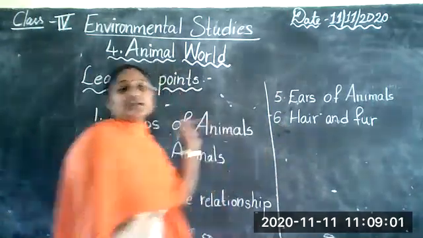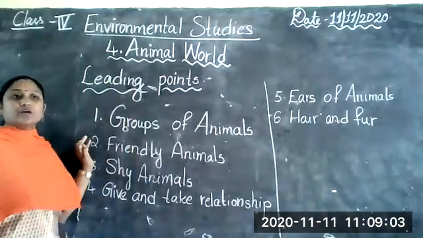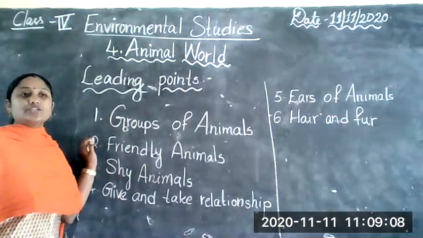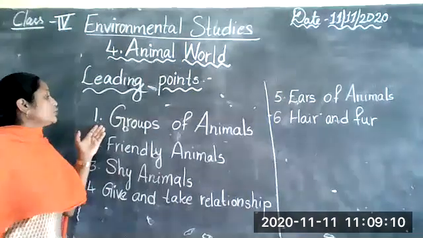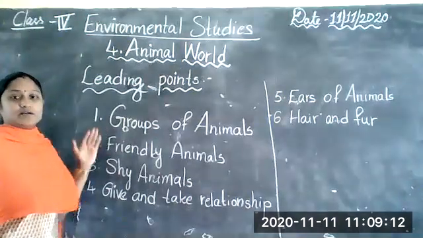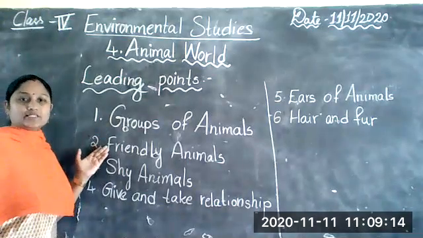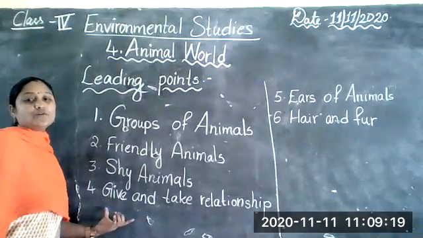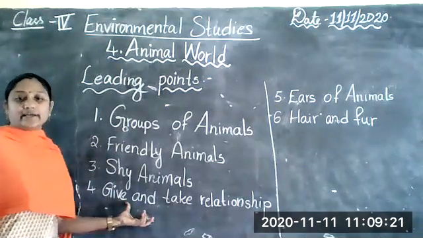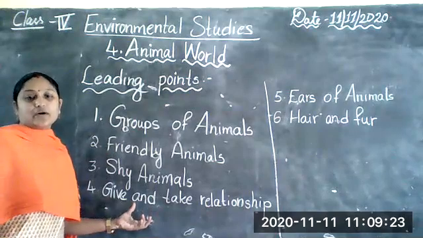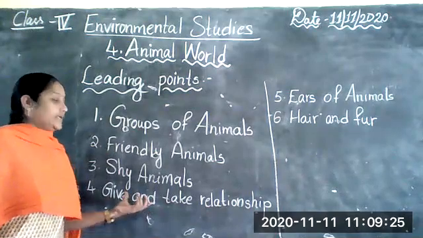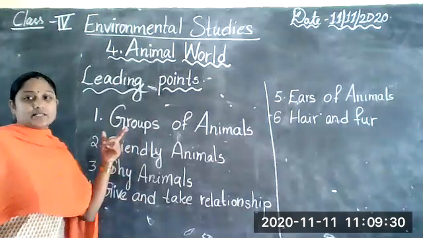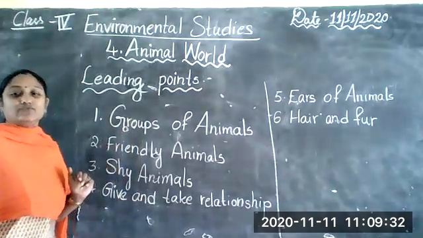Okay, children, once again, read with me, all the children. Look at the board. Read carefully. Groups of animals. Next, the second one, friendly animals. The third one, shy animals. The fourth one, give and take relationship. Next, the fifth one, ears of animals. The sixth one, hair and fur.